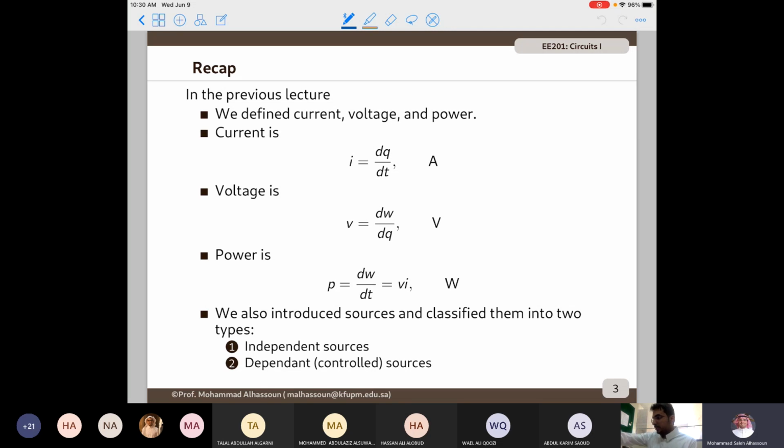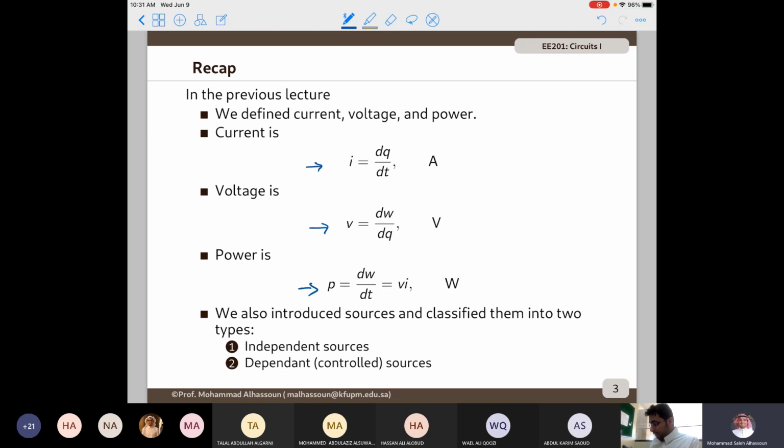But going over what we've covered in the previous lectures, we defined current as the rate of change in the flow of charges. We defined voltage, or the potential difference, and we defined power as the product of the voltage with the current, or the rate of change in the energy.